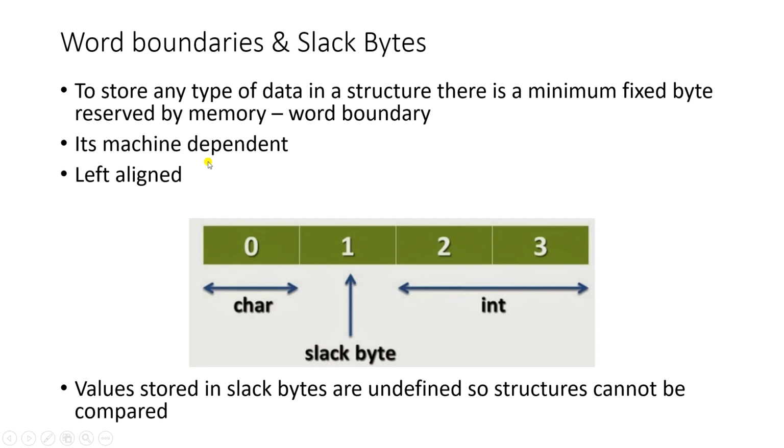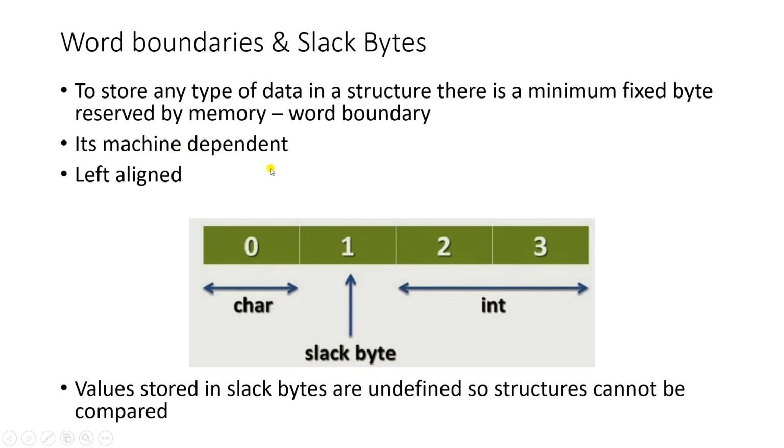Next topic is word boundaries and slack bytes in structures. To store any type of data in a structure, there is a minimum fixed number of bytes reserved by memory. That is called a word boundary. Word boundary is nothing but the minimum fixed bytes reserved by memory in order to store any type of data. And this word boundary is machine dependent.